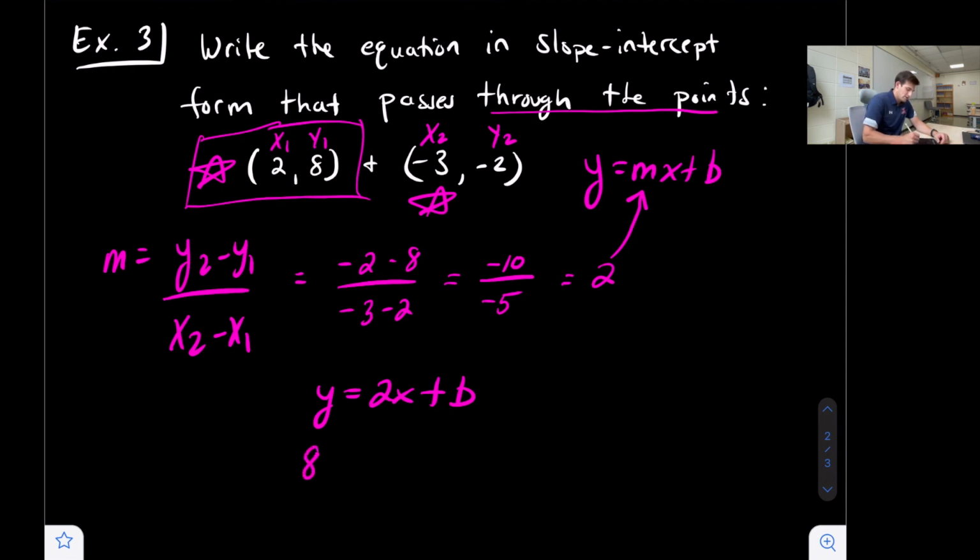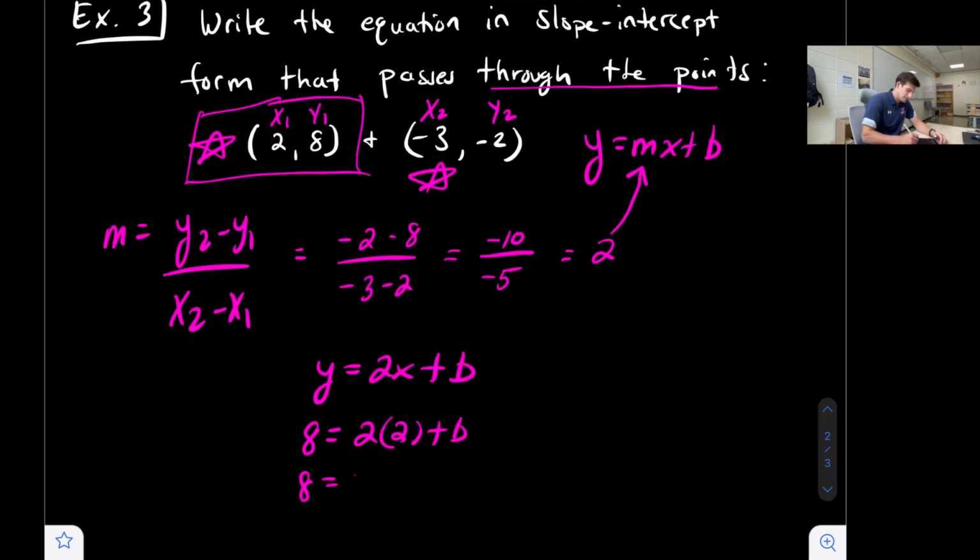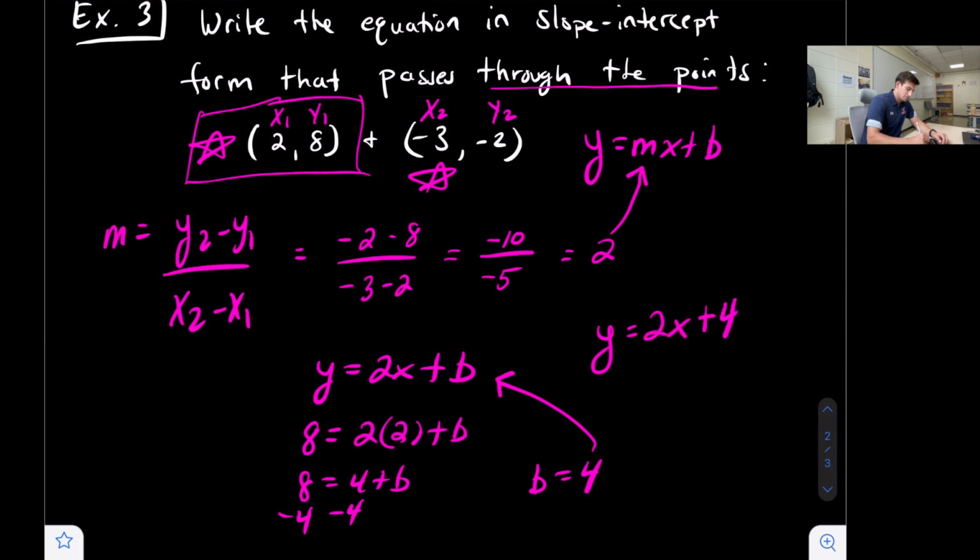So I'm going to plug 8 for y, and I'm going to plug in 2 for x, and we're going to solve for b. So now we say 8 is equal to 4 plus b. We can subtract 4 from both sides, and we get b is equal to 4. So now we can plug that in for b, and we have our final equation in slope-intercept form, and it reads y is equal to 2x plus 4. And that is slope-intercept form.